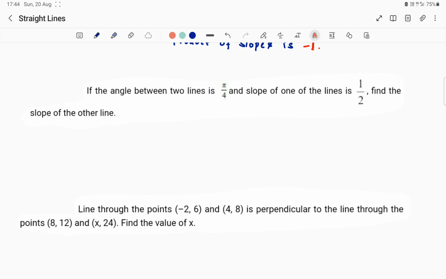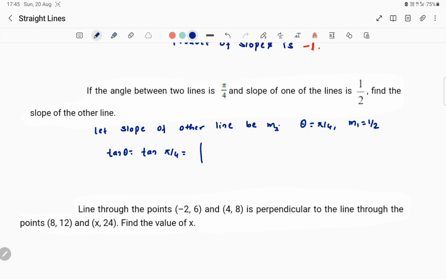So let's do some quick questions. Let's say the angle between two lines is pi by 4 and the slope of one line is 1 by 2. Find the slope of the other line. Let the slope of the other line be m, or we can call it m2. Theta is pi by 4, and m1 is 1 by 2. If you apply the formula, tan theta, that is tan pi by 4, is equal to modulus of (m2 minus m1) by (1 plus m1 m2).